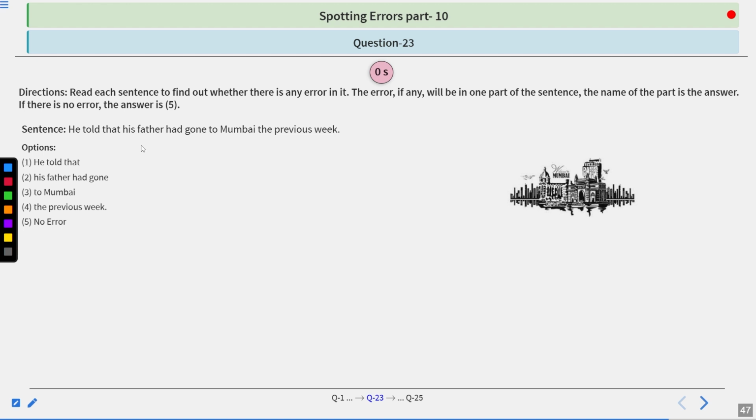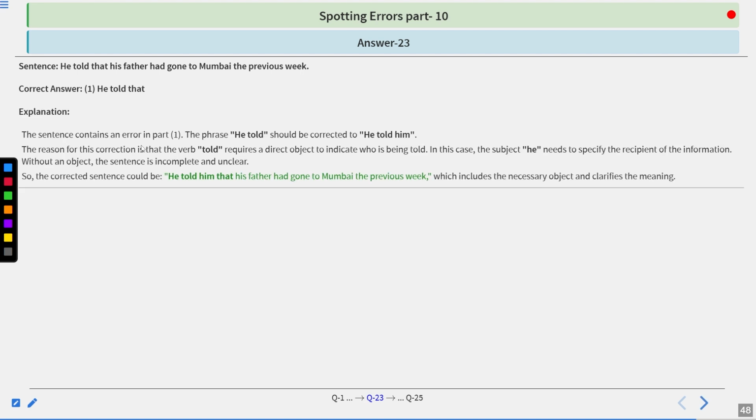I hope you have answered. Let's look at the correct answer. The correct answer is: he told, he told that. Option number 1. The sentence contains an error in part 1. The phrase he told should be corrected to he told him.